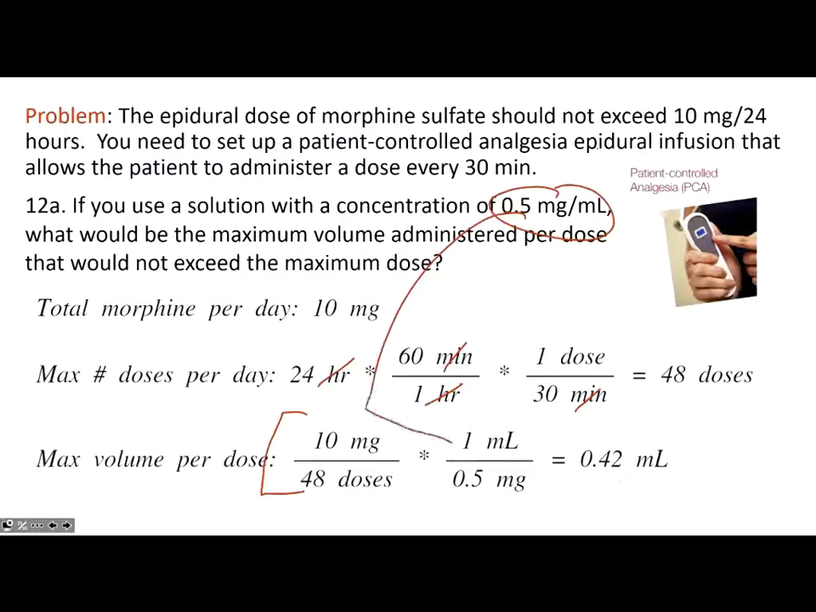So I can use that conversion over here, to essentially multiply by 1 mL over every 0.5 milligrams so that milligrams cancel. You then, if you do the math, 10 divided by 48 times 0.5 there, you get 0.42 milliliters per dose. That would be milliliters per dose.